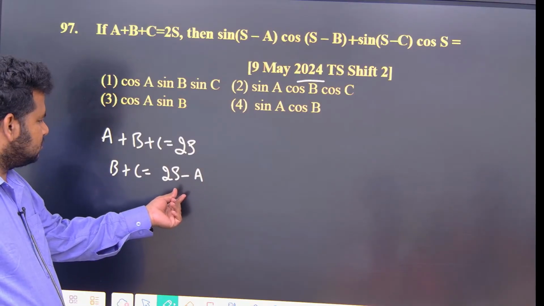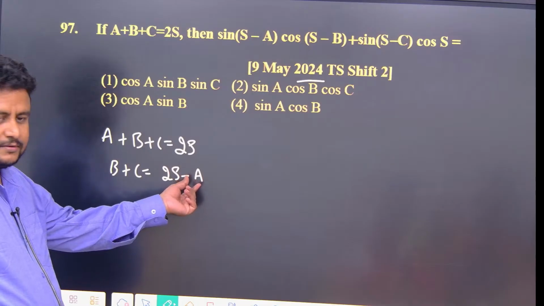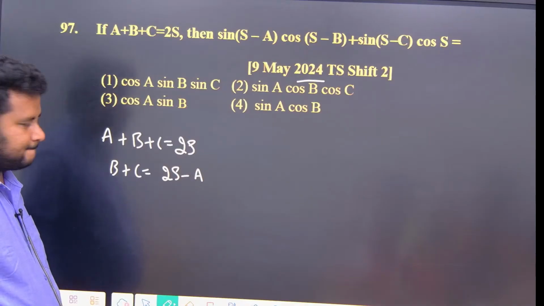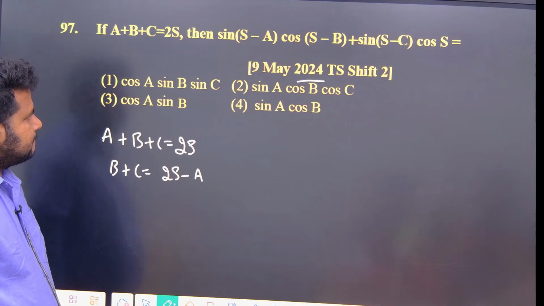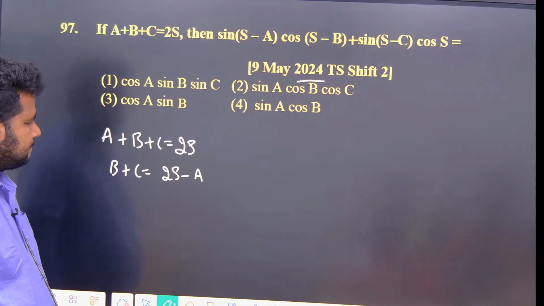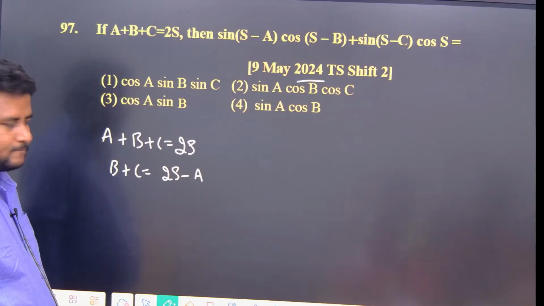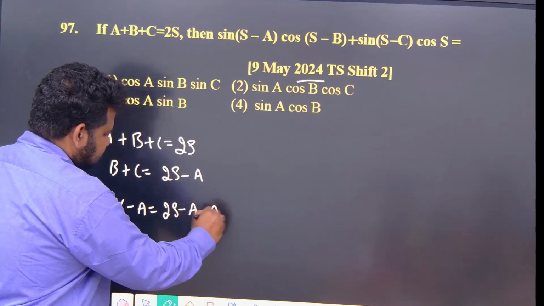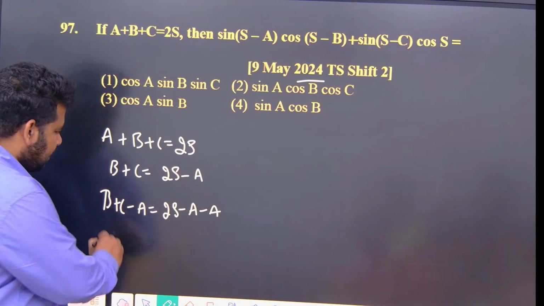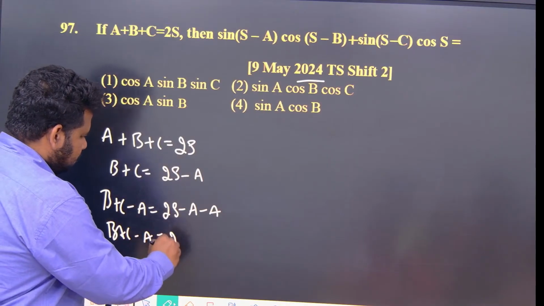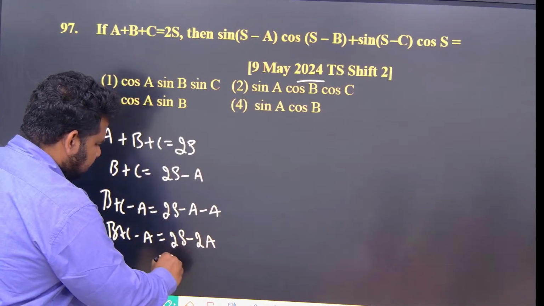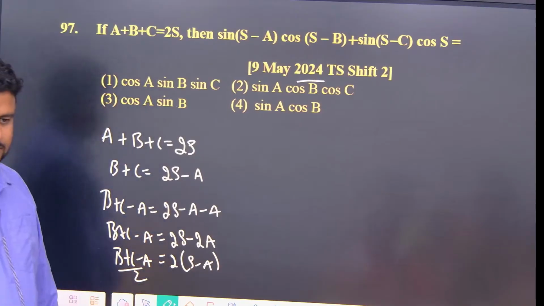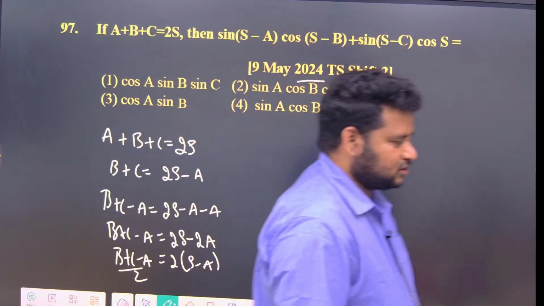So what we will do? b plus c by 2, so what should I do here? Multiply, yeah? You subtract: b plus c minus a, 2s minus a minus a. Okay. Now what we will have? b plus c minus a, 2s minus 2a. So this will be 2 times s minus a. So b plus c minus a by 2. Okay. Now try this question, all of you.